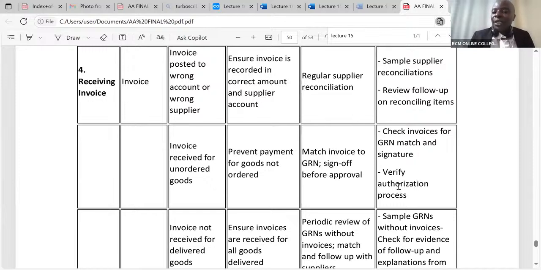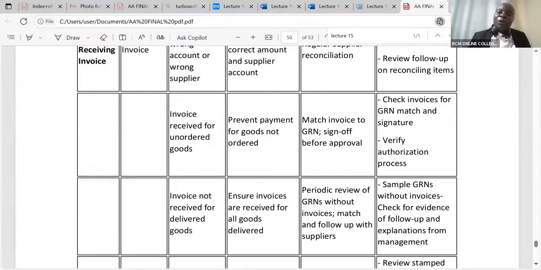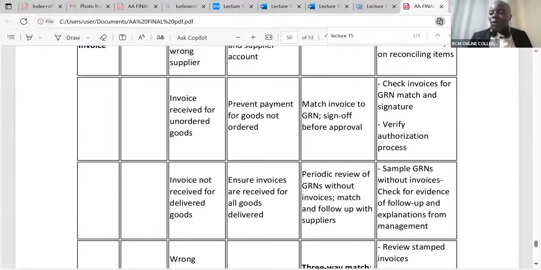Verify the authorization process. Very, very easy. Once you get used to this, you like this subject crazily, because anytime you go for interviews, these are the kind of things that will be asked. Yeah, because who doesn't want control systems in their place?